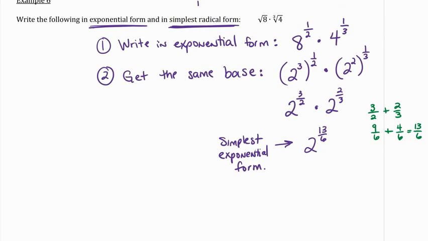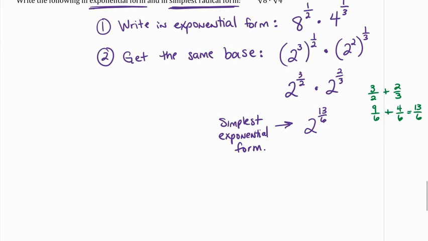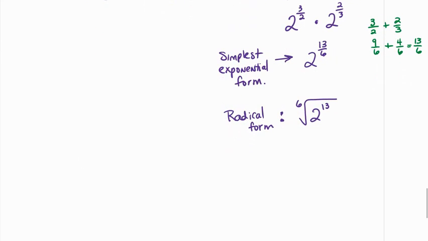Okay, now the problem though asked us to put this in simplest radical form. So now that we've got this down to just one number, we're going to put it back into a radical. Right? So now I want to change it into radical form. So I'm going to put my 2 back inside of a radical. And then the top number is my exponent, the bottom number is the index. So I put the 6 as the index, and this is 2 to the 13th. Okay, so now I've got it in radical form, but I want to get it into simplest radical form. So I'm going to simplify this.